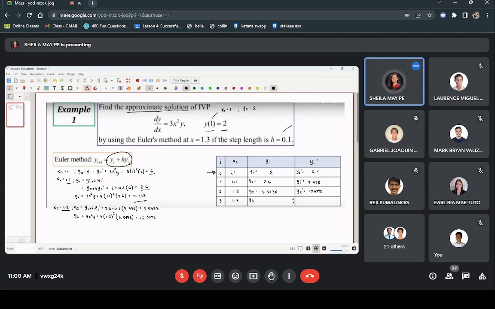We need to find our y3. So at x3 equals 1.3, again we need to use the y's at the previous step. So that's y2 plus h times y2 prime. Our y2 is 3.5438 plus 0.1 times our y2 prime, which is 15.3092. So this is 5.0747.